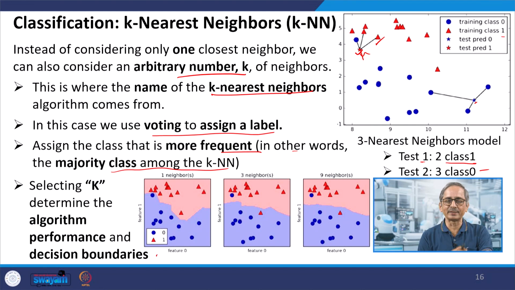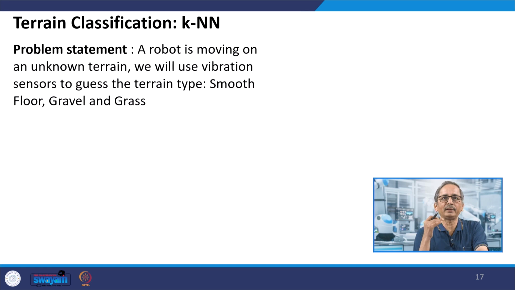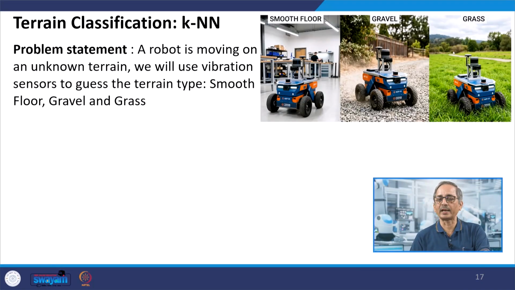What does this mean? Based on the number of neighbors you choose, your decision boundaries are going to change. In this case, with one neighbor, this is the decision boundary. With 3 you could have this as the decision boundary, and with 9 you could have this as the decision boundary, because with more neighbors your decision is going to change. We can take an example of a robot moving in an unknown terrain, and we will use a vibration sensor to guess the terrain type, whether it is smooth floor, gravel or grass. This is the example.